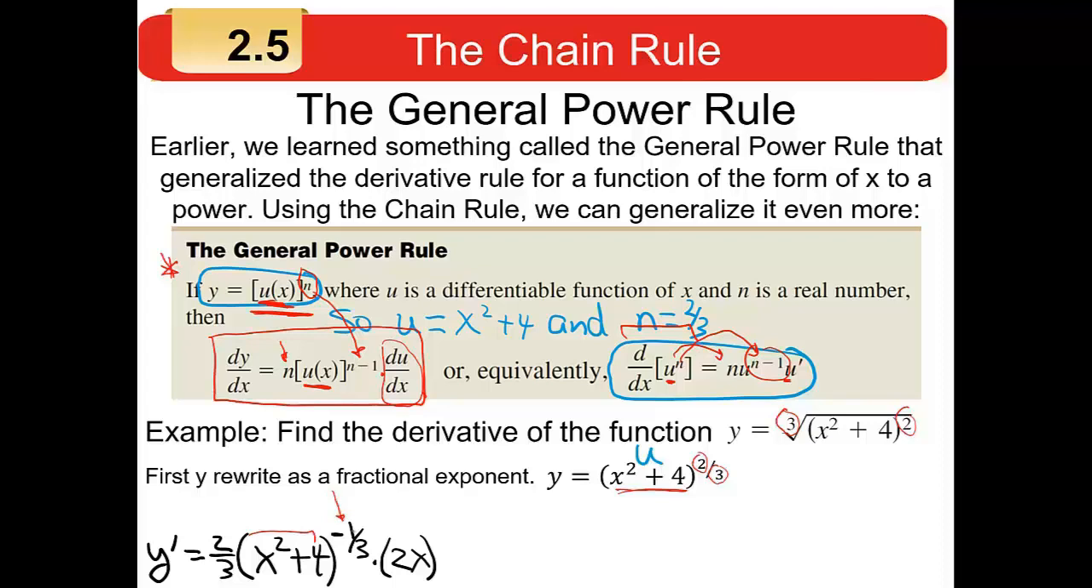But then you're not done. The chain rule, or in this case, the special case of the chain rule that we're calling the general power rule, tells you now you have to go to the inside function and multiply by its derivative. And clearly the derivative of x squared plus 4 is 2x. And now it's just a matter of cleaning it up a little bit. You'll probably want to multiply that 2x by that 2/3, and you'll end up with 4/3 x times the quantity x squared plus 4 raised to the negative 1/3. WebAssign is perfectly happy with that answer, so you can leave it that way.